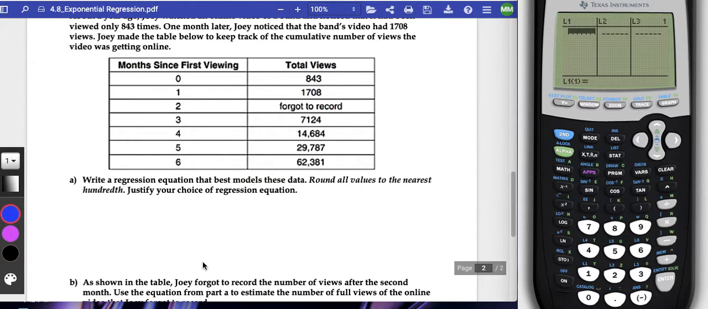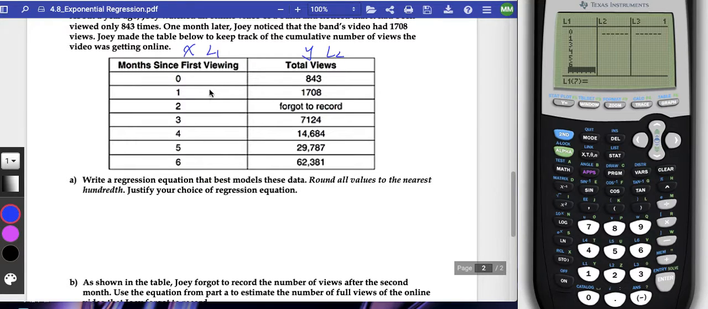The very first step is to input the data into the calculator. My left column here is my x, which I'll consider L1. This is the y, which is L2. Now I'm going to type the values here. The very first is 0, enter. Then 1, enter. I don't have the data for 2, so I'm going to skip that one. Next is 3, 4, 5, and 6.